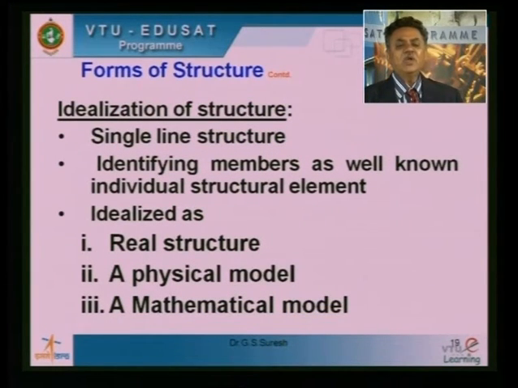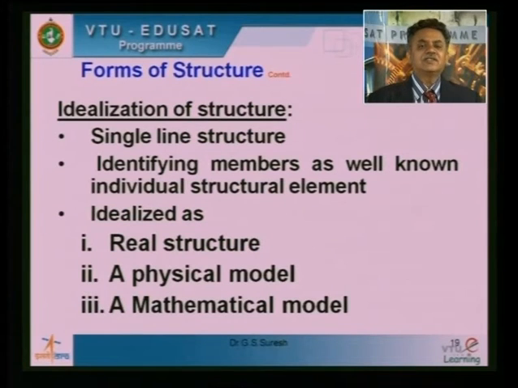But can we look only at a picture and do the design or analysis of a structure? It's not possible. When we write on paper or on the computer, we have to make some assumptions called idealization. Idealization is simplification of a real structure. How can we simplify? If you remember in your strength of materials or mechanics of materials and in structural analysis, we used to write a beam with a single line. So, that is called a single line structure.